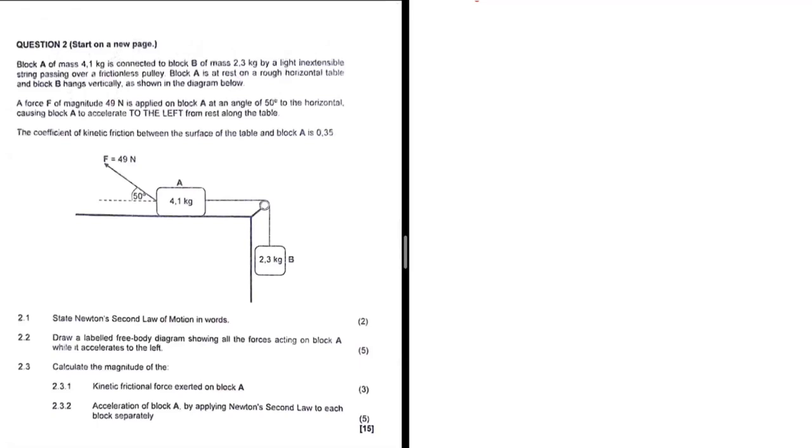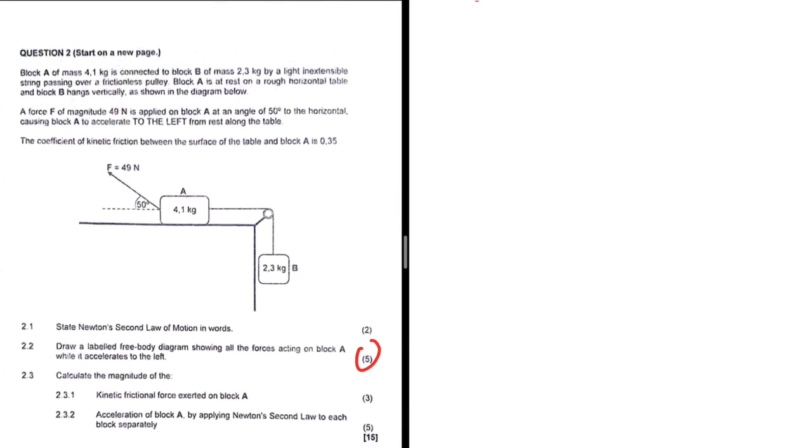999 out of 1,000 times, if you draw a labeled free body diagram and it is out of 5 marks, you should be expecting 5 forces on your free body diagram. 4 marks, 4 forces, 3 marks, 3 forces. That is the trend. Okay, so let's take a look at this one.